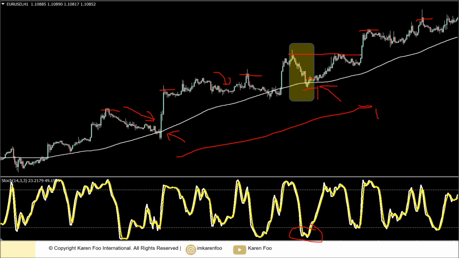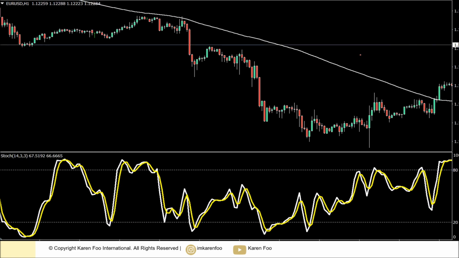Like I said, this strategy can be used in all time frames, but personally I don't use the minute time frames because I find it's too noisy, so try not to apply this onto the small time frames. Anything lower than H1 is too small. Okay, and how about a sell trade? Basically it's the same thing.